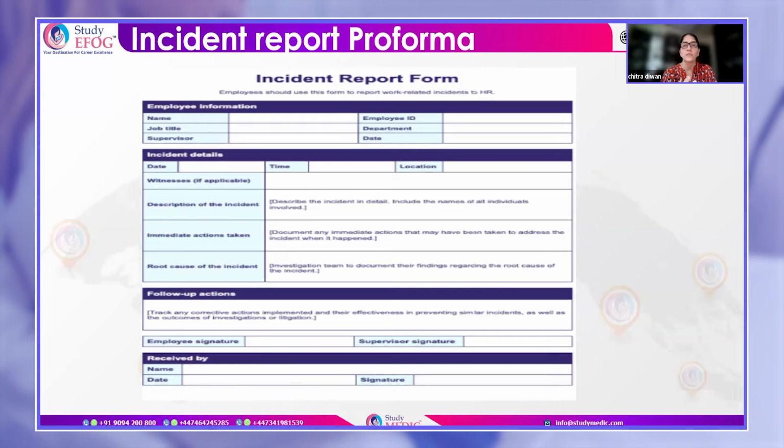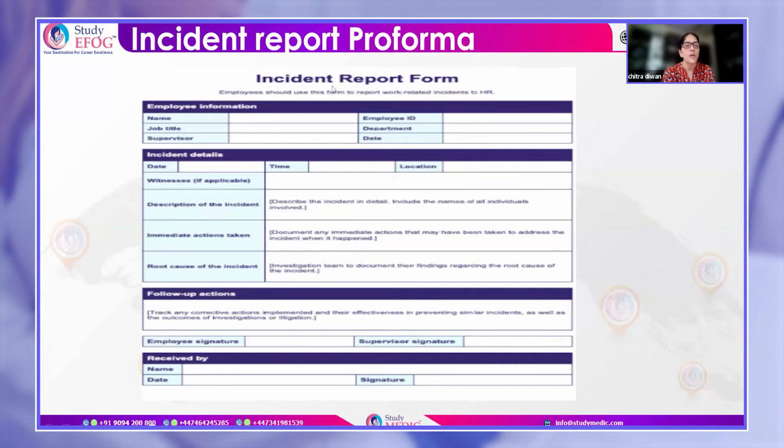The description of the incident. Just describe the incident in detail. You do not have to write your own thought process that this should have been done or that should have been done. No, whatever happened, write that exactly in chronological order. What were the immediate actions that were taken? The root cause of the investigation you do not have to write. It would be done by the risk management team.